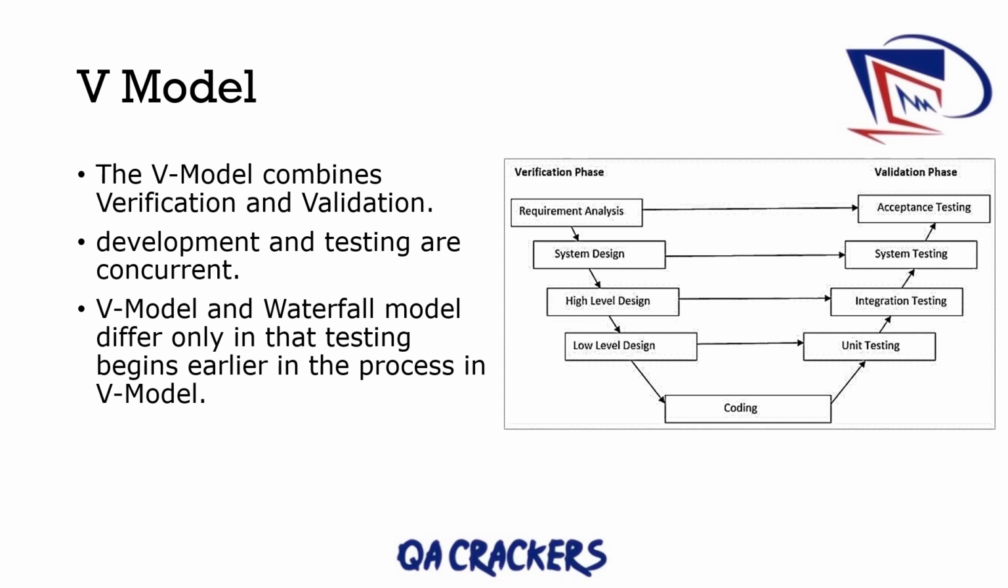V model. The V model is also known as the verification and validation model. In this model, development and testing go in parallel. The V model and waterfall model are the same except that test planning and testing start at an early stage in the V model. Verification phase. It is a review of code without execution, evaluating the product development phase against specified requirements.